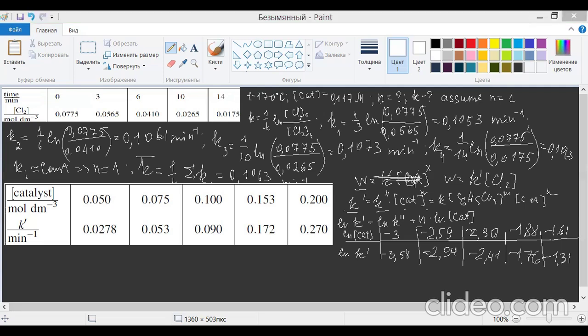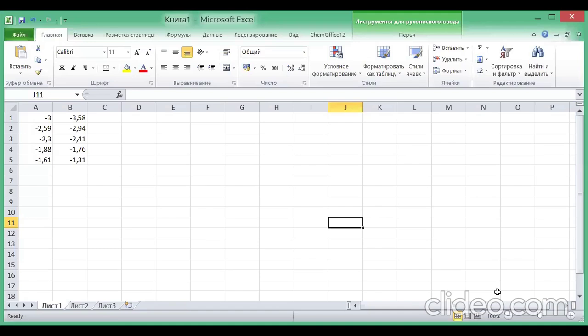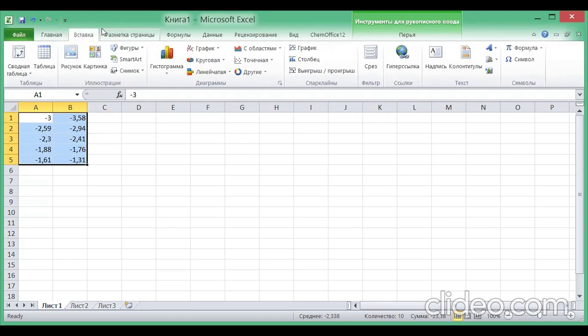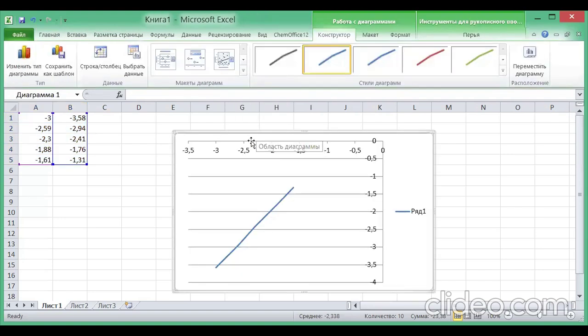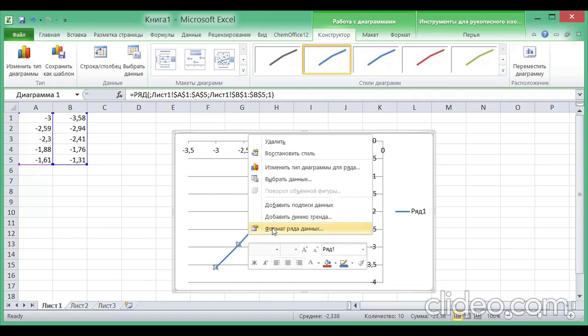Now we're proceeding to Excel. I have just put down the data and I'm going to draw a line. Oh, we got the line. Yeah, okay. It's perfectly straight.